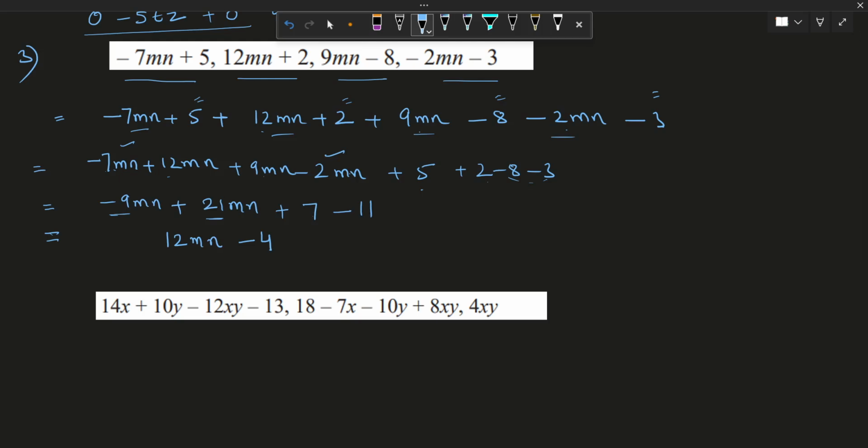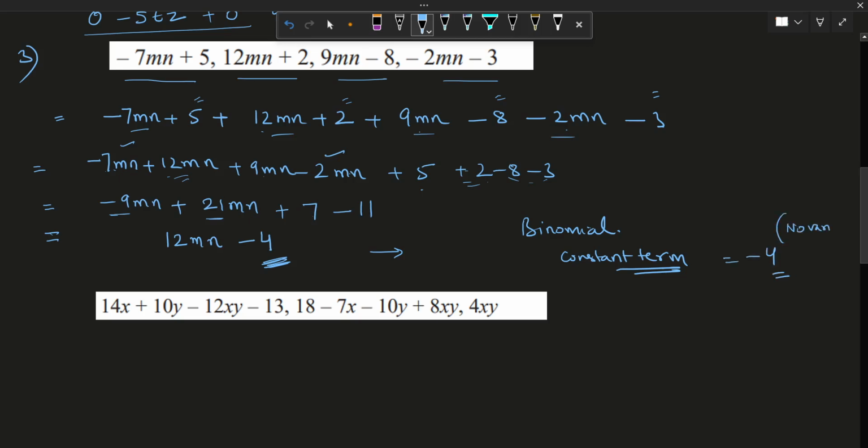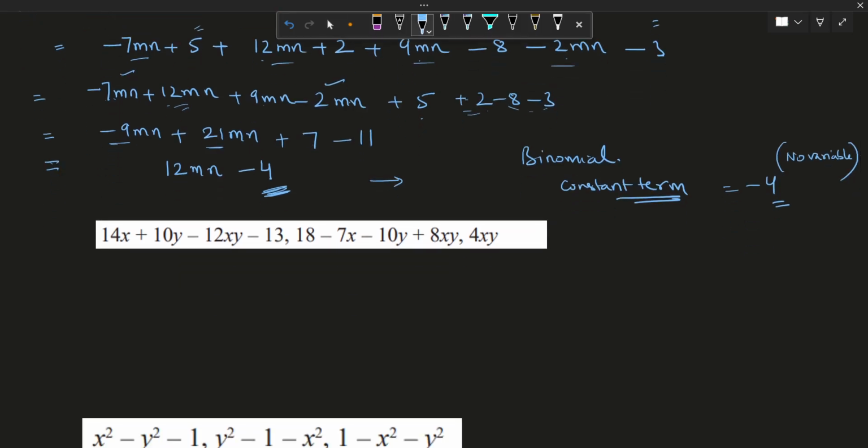What I did is I took like terms separately, added negative numbers, added positive numbers, and then did the subtraction at the end. Here, what you got is a binomial. If I ask what is a constant term in this? A constant term is a term in an expression which has no variable. So minus 4 is the constant term here. It has no variable with it. Clear, students? Now let me move to the next question, the fourth one.